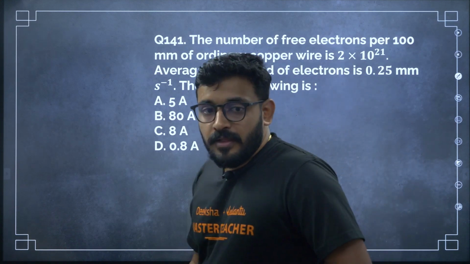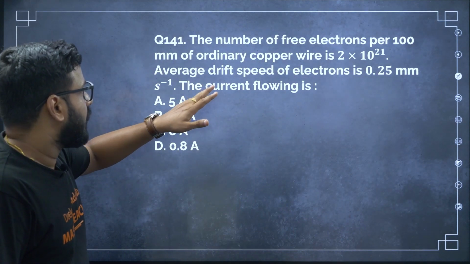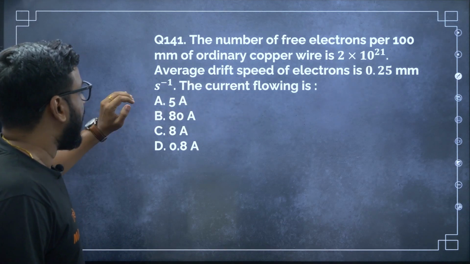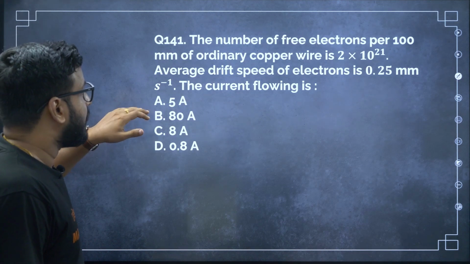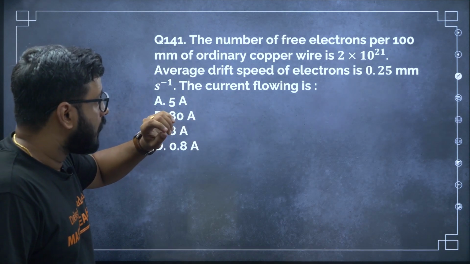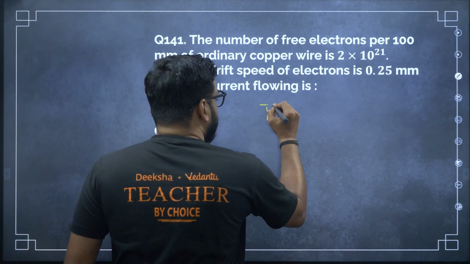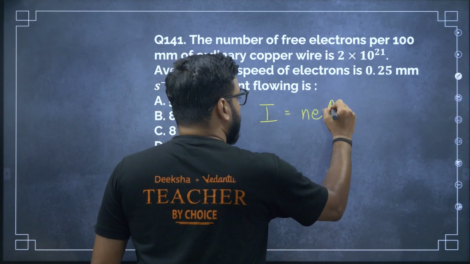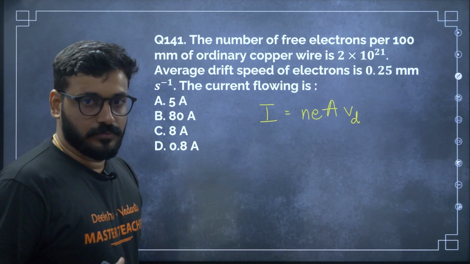Now the number of free electrons per 100 mm of an ordinary copper wire is 2 into 10 to the power 21. The average drift speed of the electrons is 0.25 millimeter per second. The formula is very straightforward. This is a very straightforward question. The current is asked with respect to the drift velocity, that is NEAVD.